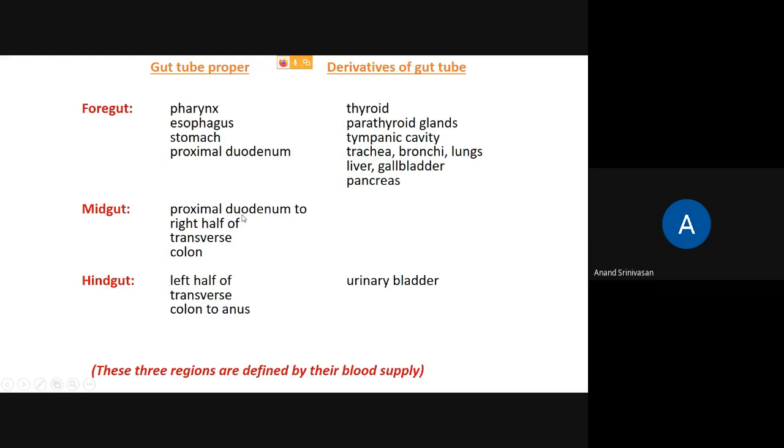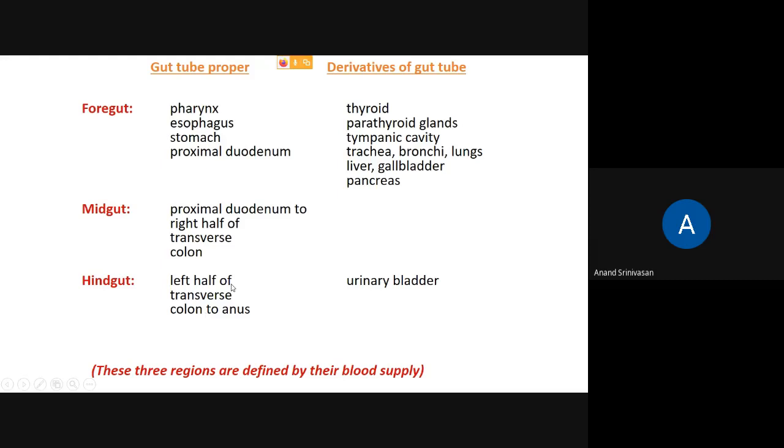So that is the duodenum. What comes next to the duodenum? Jejunum, ileum. Next to the ileum will be the cecum, appendix, ascending colon, and the transverse colon, two-thirds or approximately the right half of the transverse colon. So all these structures are derived from the midgut.